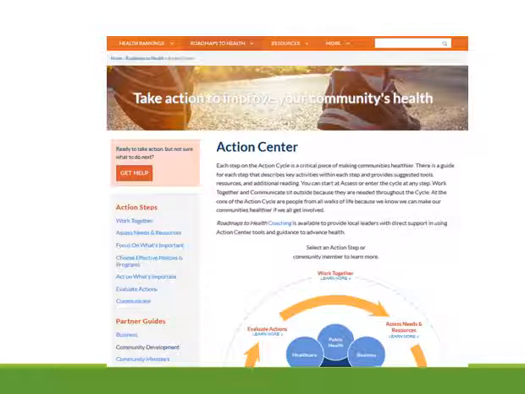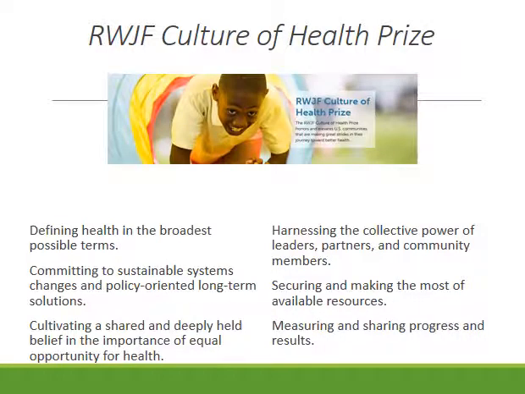So from working together to evaluating your efforts, the County Health Rankings Action Center gives you so many tools, guidance, examples. They will show you case studies of communities that have collectively come together and really changed the landscape of their community in terms of health, their physical environment, their space. And because they use the same action cycle that Robert Wood Johnson lays forward, they have been able to recognize people that have taken a very comprehensive approach in this systematic fashion, and they're giving out Culture of Health prizes.